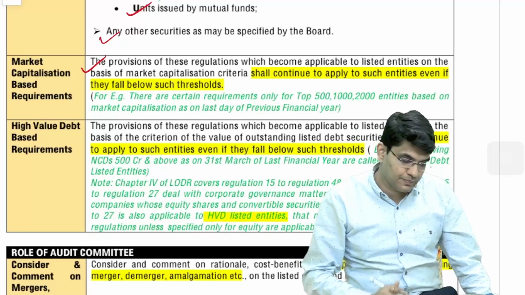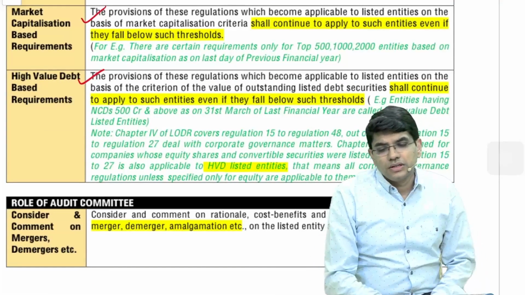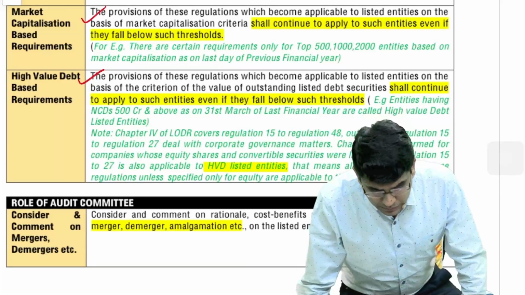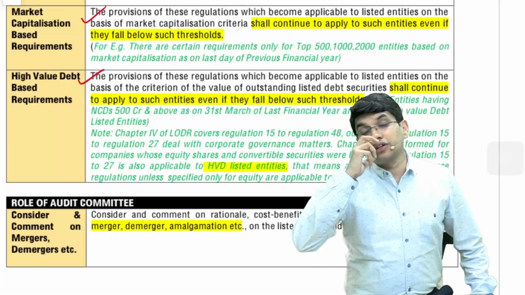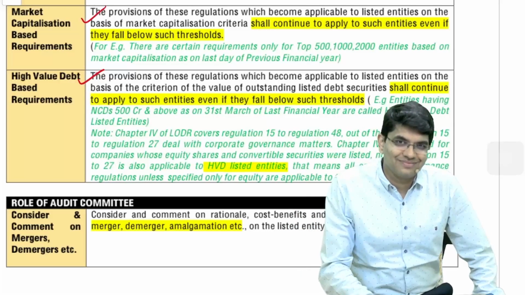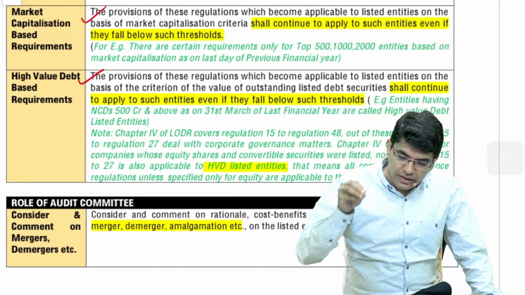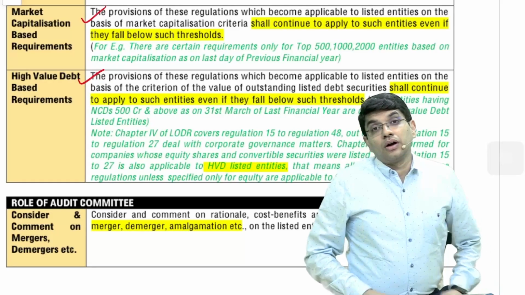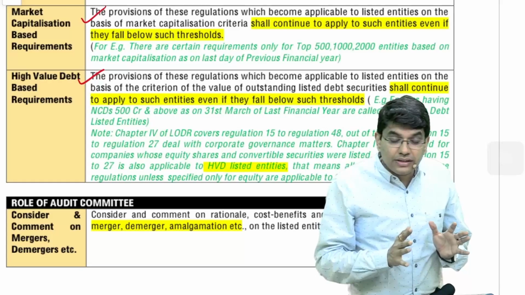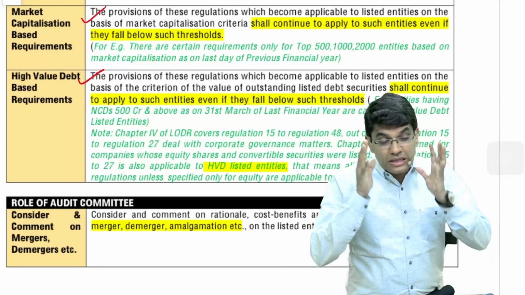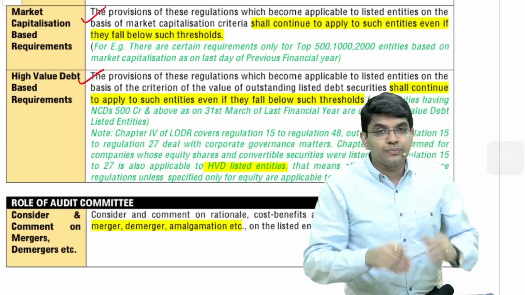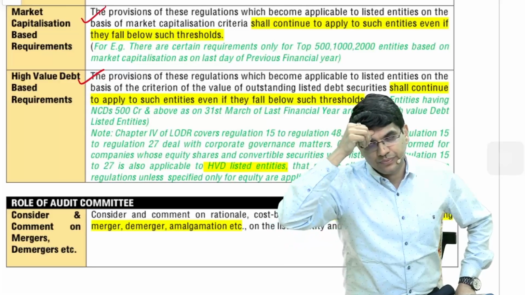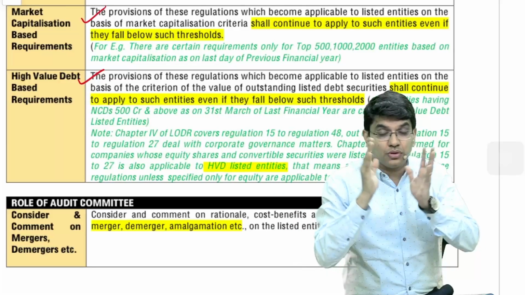Now that's very interesting. See, SEBI is getting more concerned about debt instruments also. They have come up with a new terminology, high value debt. What is this terminology all about? See, if a company has listed its debentures, non-convertible debentures, and as on 31st of March last year, it is 500 crore or more, that means a large part of the debt is listed. Then such companies are called HVD, high value debt listed entities, a new terminology, HVD.